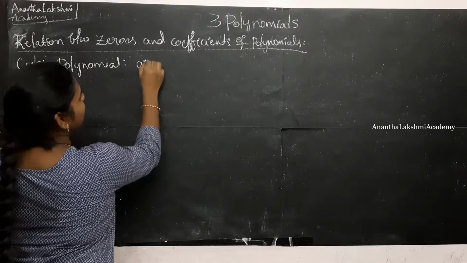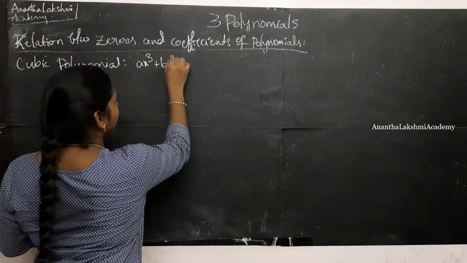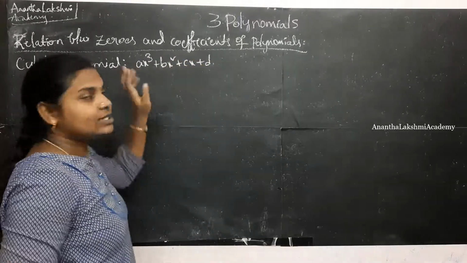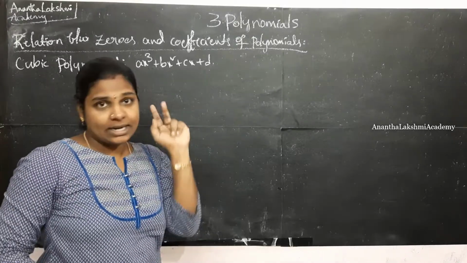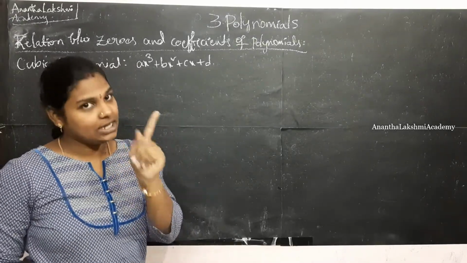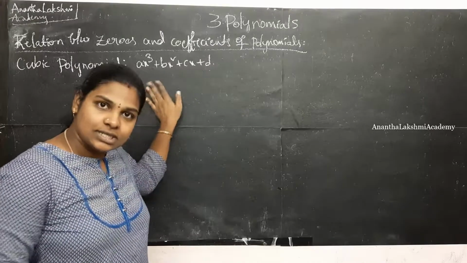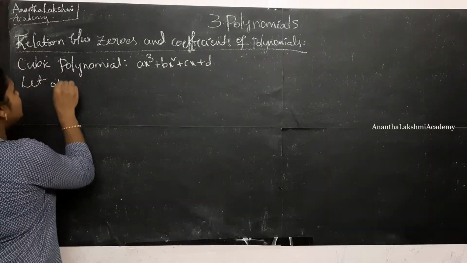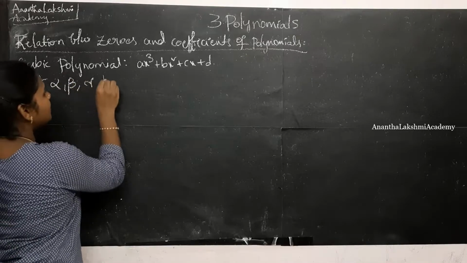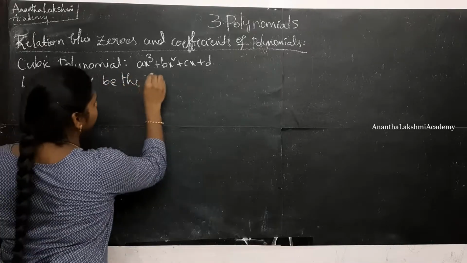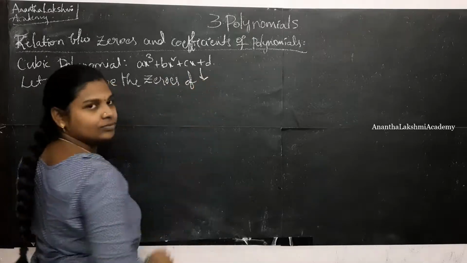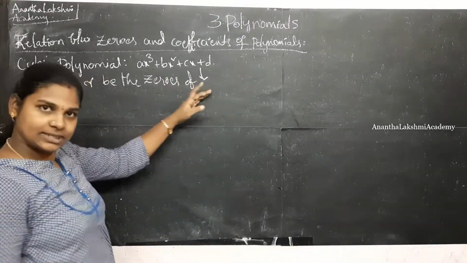Which will be in the form of ax cube plus bx square plus cx plus d. Alright, for this there should be 3 zeros. For a quadratic we have 2 zeros. For linear we had 1. So for this cubic we are going to have 3 zeros. Let alpha, beta, gamma be the zeros of ax cube plus bx square plus cx plus d.